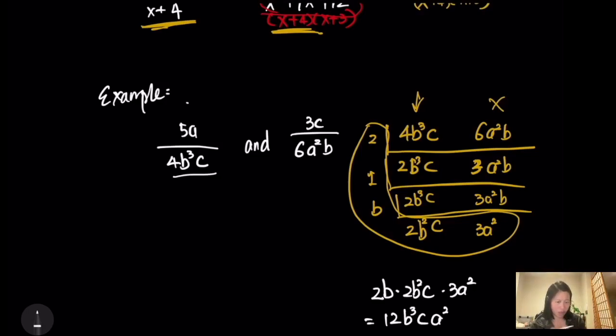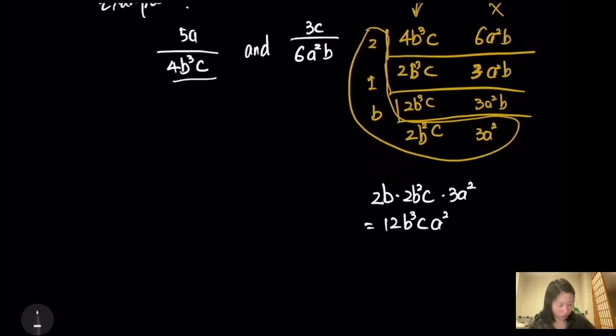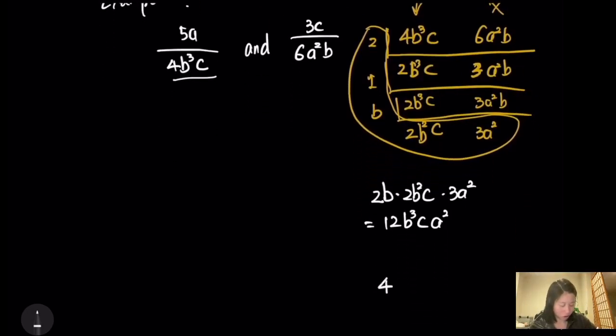Or you can use the way that we talked about earlier, which is you got 4b cubed c and 6a squared b. You look at the coefficients first. For the coefficients, it's very easy for us. We can notice that 12 is the least common denominator for 4 and 6. And then we look at each variable.